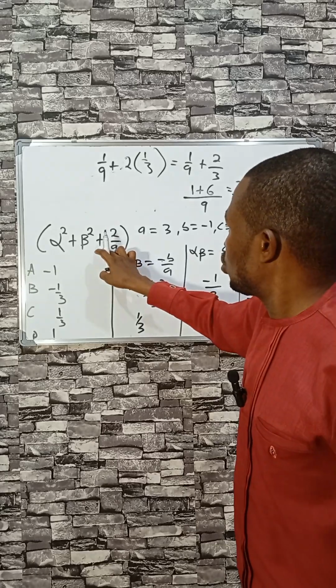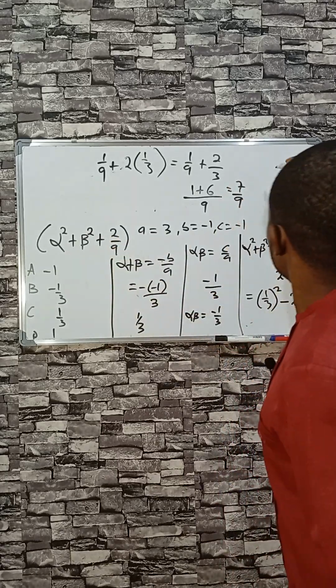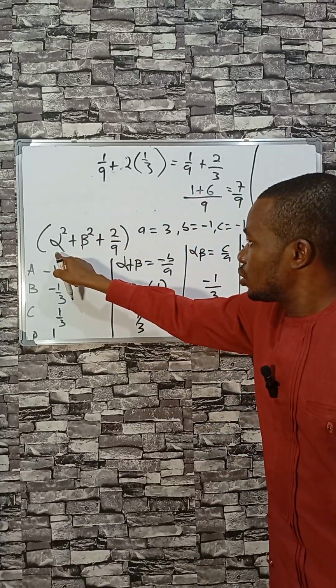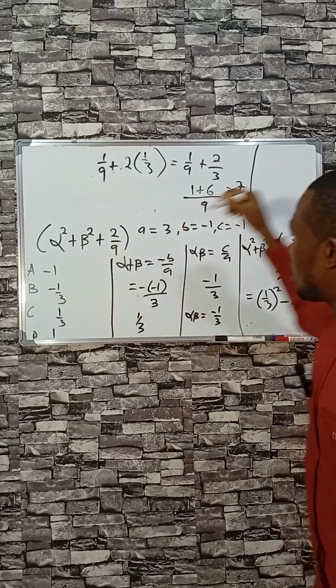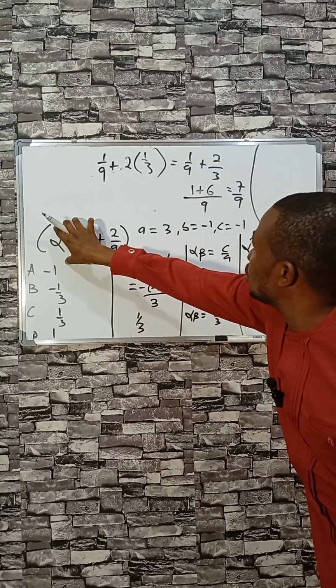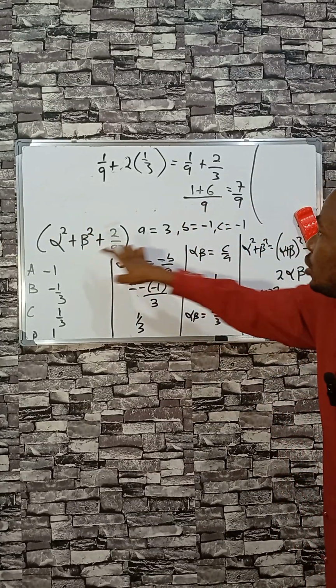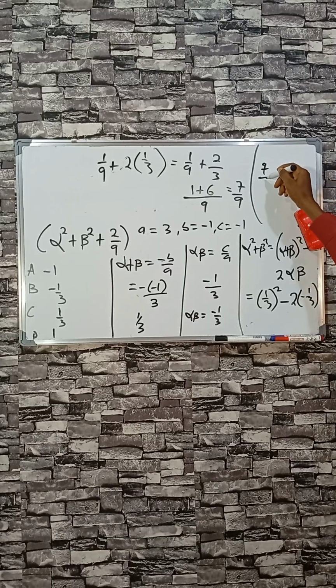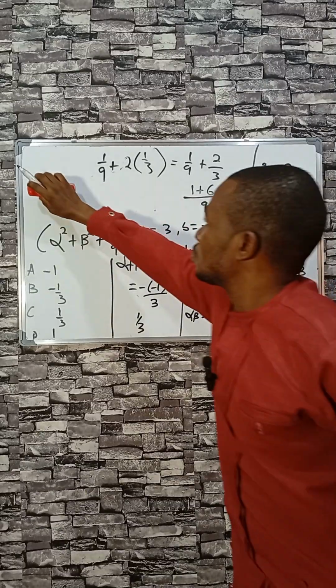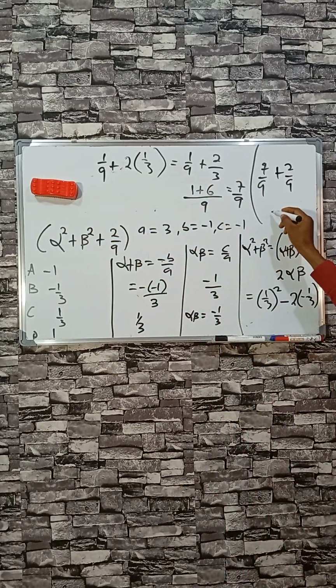But now we will add it to 2 over 9. Now we have gotten alpha squared plus beta squared. We now have to add this expression, which is 7 over 9, to this. So 7 over 9 plus 2 over 9. Since they have the same denominator, 7 plus 2 is 9. 9 divided by 9 is positive 1.